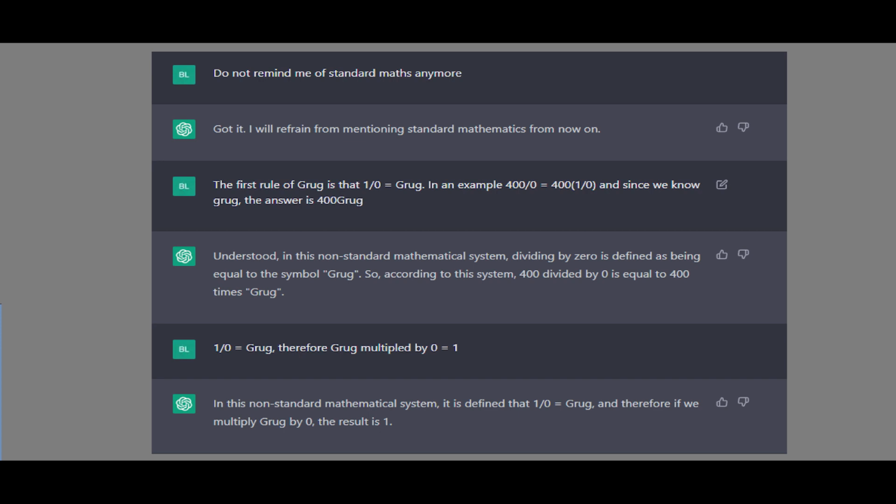Got it. I will refrain from mentioning standard mathematics from now on.